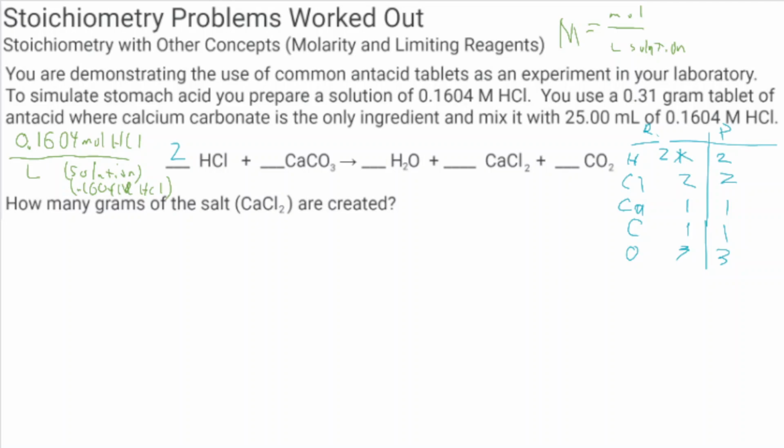How many grams of the salt, calcium chloride, or CaCl2, are created? First thing we want to do is figure out where we can begin. We have 0.31 grams of our antacid tablet, which is calcium carbonate. It's the only ingredient, so that's CaCO3. But there's another spot we could start. It says we mix it with 25 milliliters of our HCl solution.